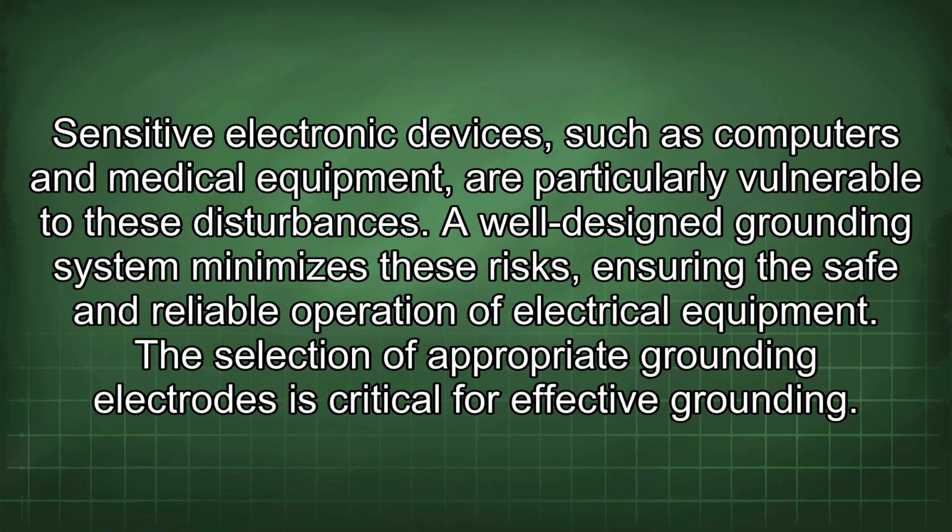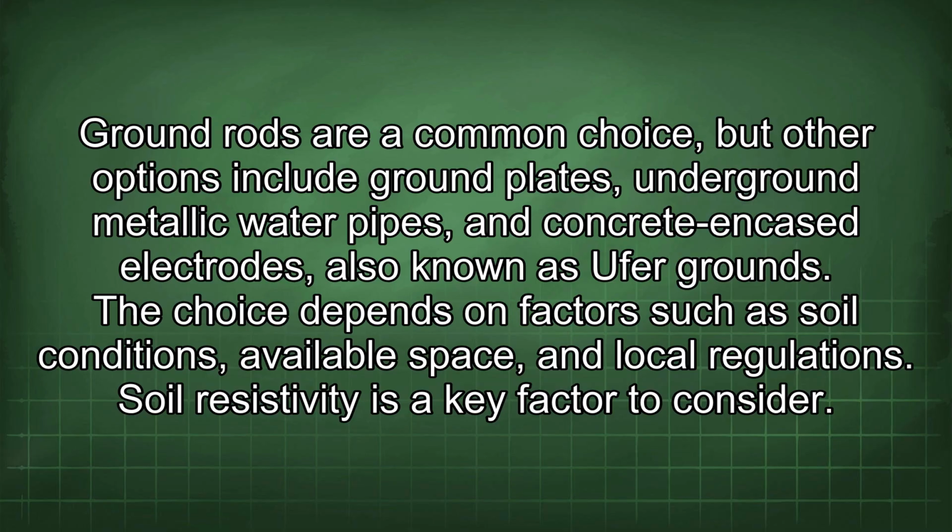The selection of appropriate grounding electrodes is critical for effective grounding. Ground rods are a common choice, but other options include ground plates, underground metallic water pipes, and concrete encased electrodes, also known as UFER grounds. The choice depends on factors such as soil conditions, available space, and local regulations.